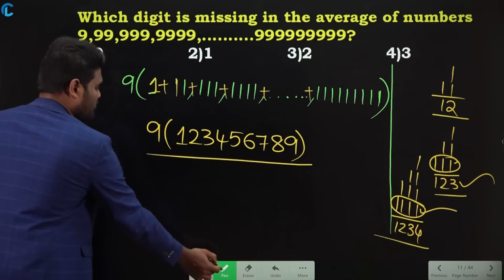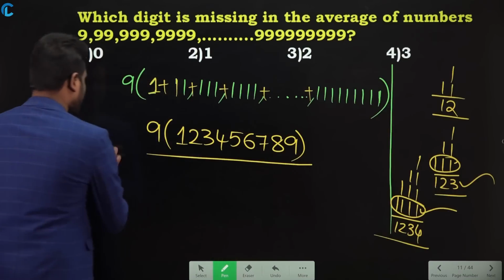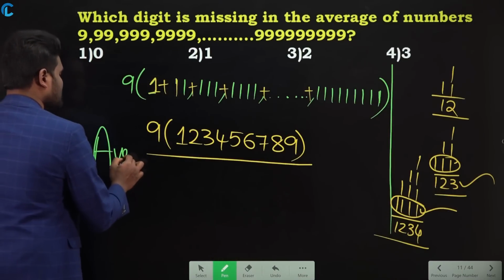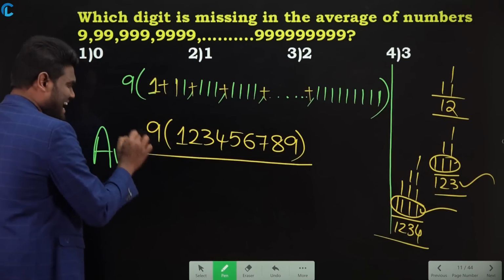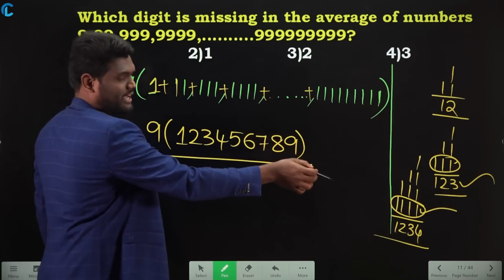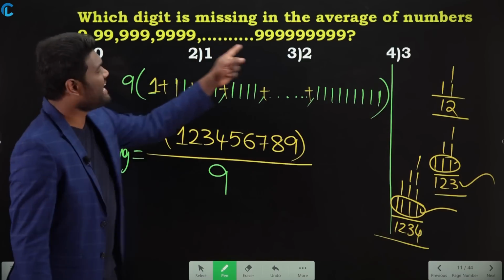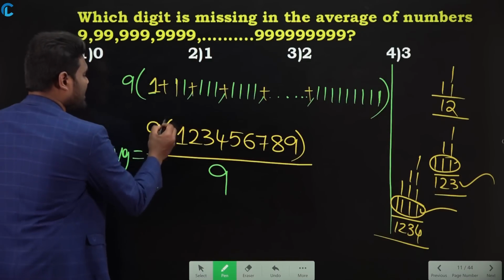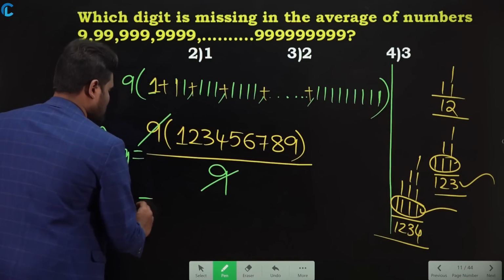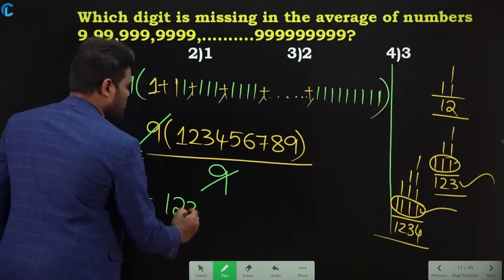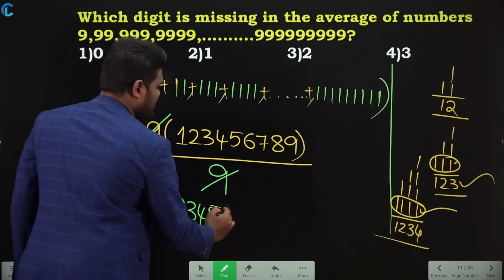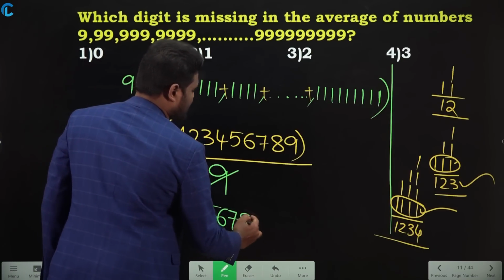Now my question is to find the average. As my question is to find the average, the sum of numbers is 9 into 1, 2, 3, 4, 5, 6, 7, 8, 9. Number of numbers, how many? Number of numbers is 9. As you have 9 numbers, it is 9. So look here, 9 and 9 get cancelled. So the average is nothing but 1, 2, 3, 4, 5, 6, 7, 8, 9.